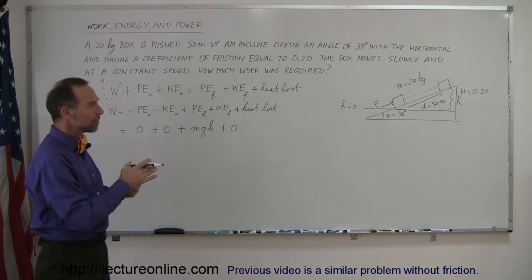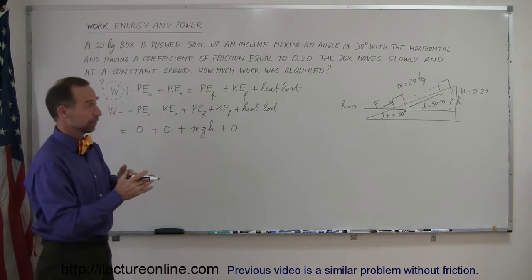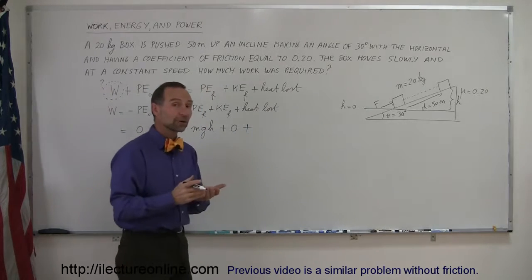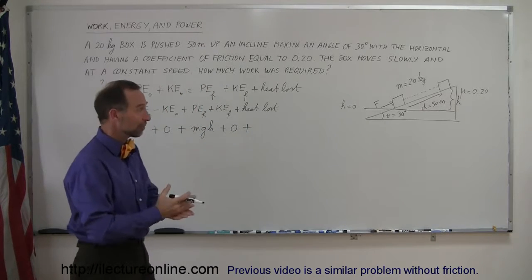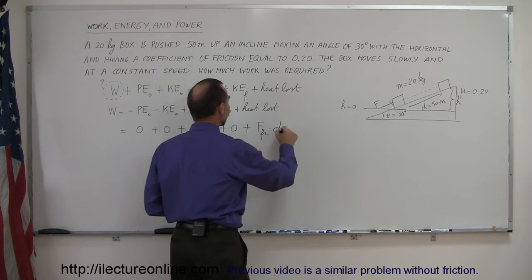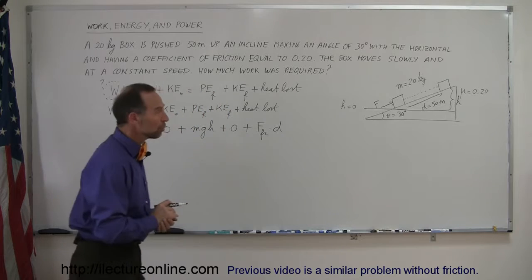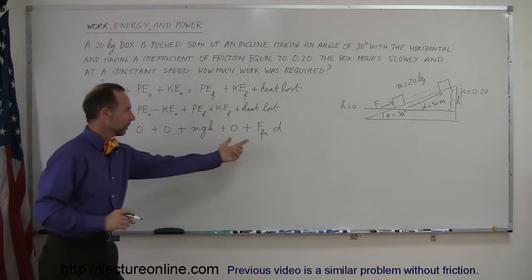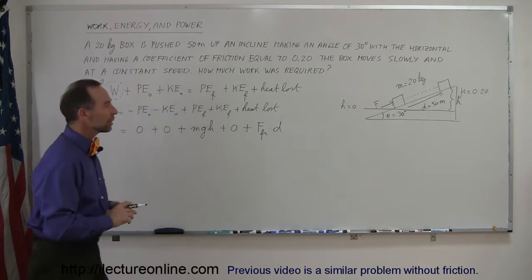Well, we lost some heat because we had to overcome some friction. And so therefore, the heat loss would be the work done to overcome the friction, and the definition of work done is force times distance. So we can say that's equal to the friction force times the distance over which the box was moved. So now we have to find out what the friction force was equal to.